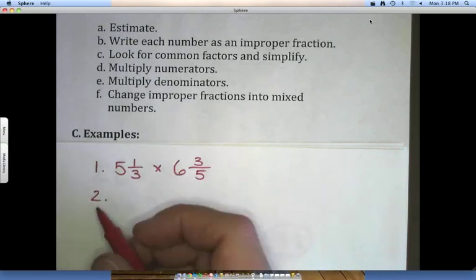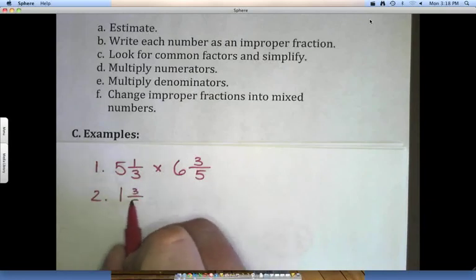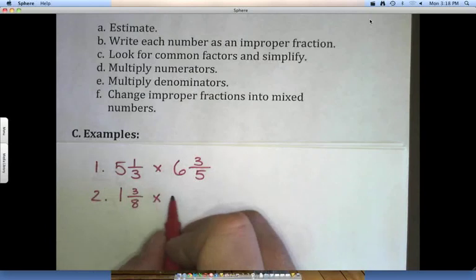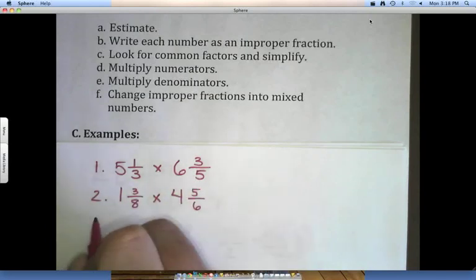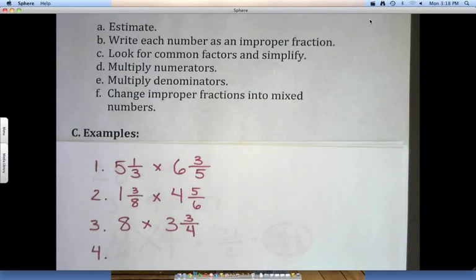Number 2, 1 3/8 times 4 5/6. Number 3, let's do 8 times 3 3/4. And the last one, number 4, let's do 2 5/8 times 3 4/9.